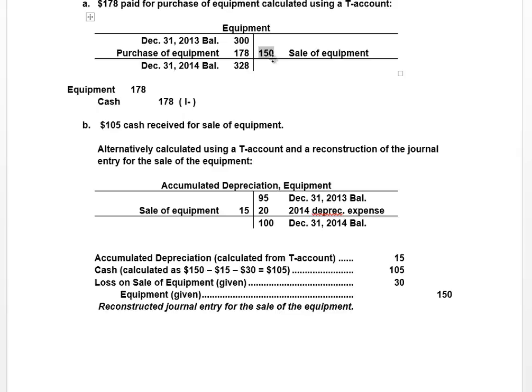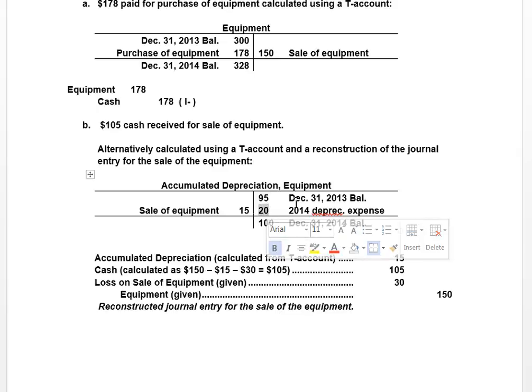Well, guess what? In our question, they told us that we had a loss included in net income due to the sale of equipment. So the way I would do this is I would look at what's happening with my accumulated depreciation account. Well, I know that my accumulated depreciation started at 95 and it went to 100. Well, how did I get there? The question tells me that I had depreciation expense of $20 during the year.